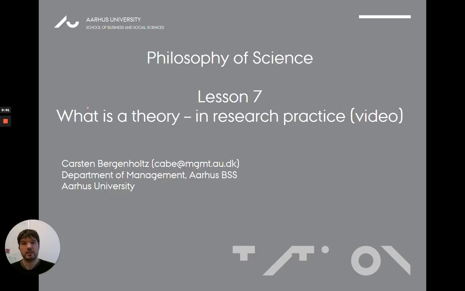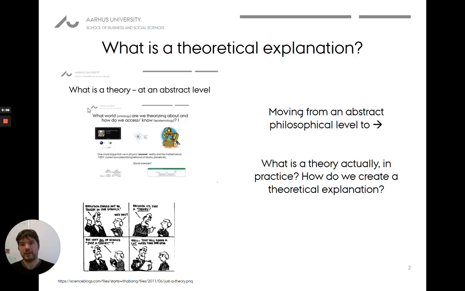The topic for today is still what a theory is, but while in the former lesson we had a very abstract philosophical angle on these concepts of ontology and epistemology, what is a theory actually, how is it out there in the world, or is it constructed, and how certain can we be about our theories? That was the very abstract philosophical level we were on. Here we will ask, so what is a theory actually in practice, and how do we create theoretical explanations? That's the aim for today.